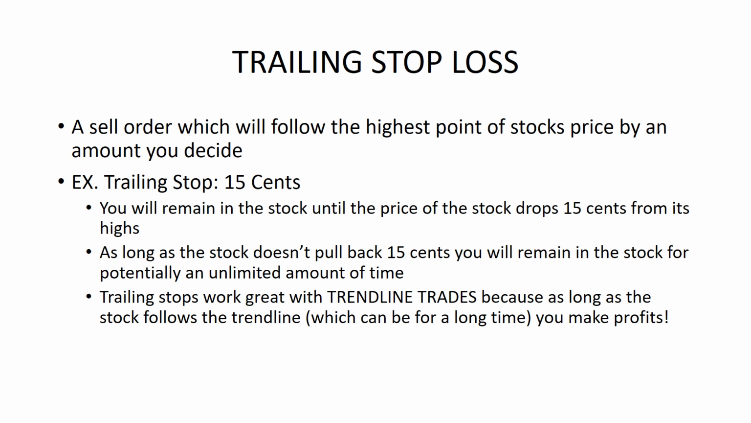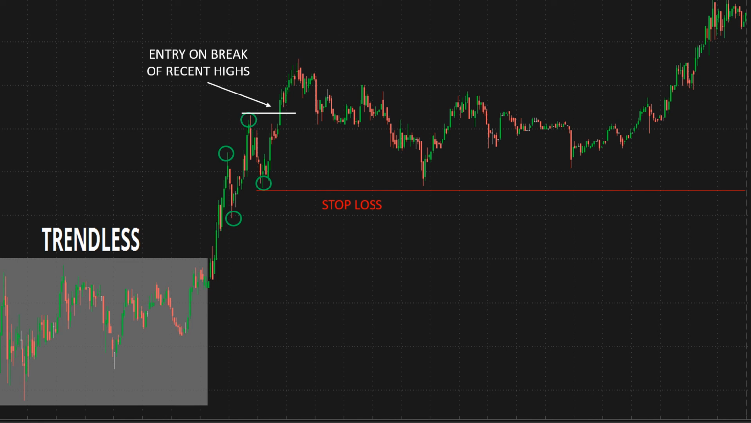So this means you could say you bought a stock at $10 and you end up putting a trailing stop in at 15 cents. Well, if the stock you buy at $10 immediately drops to $9.85, you will be stopped out. But if the stock continues up to $10.50, $10.75, and maybe even $11, your stop loss is going to move with it. So if the stock moves up to $11, your stop loss is going to move up to $10.85. It's going to just trail 15 cents from whatever the highest price is there.